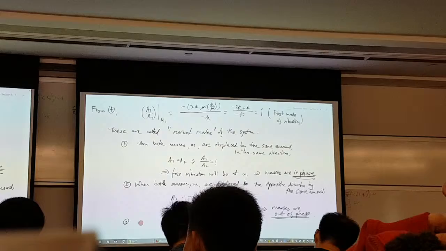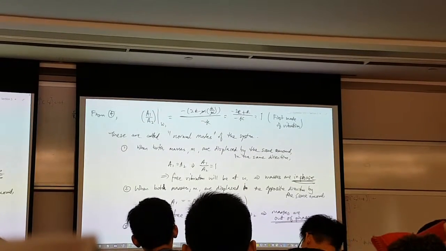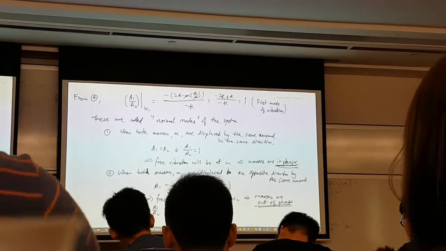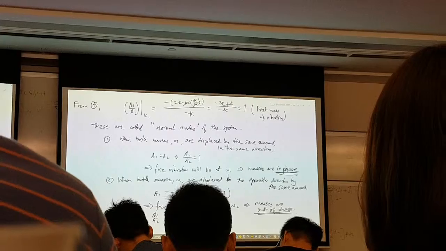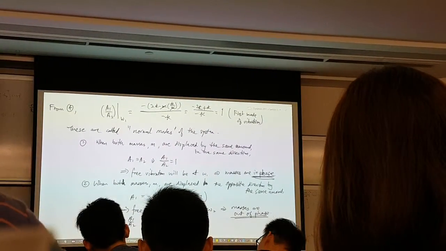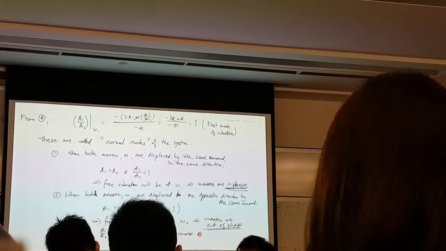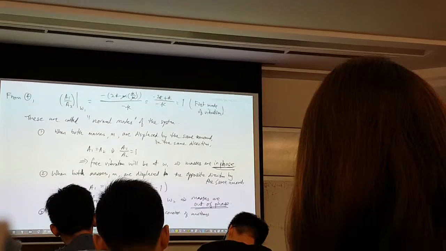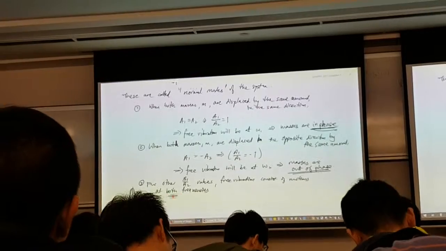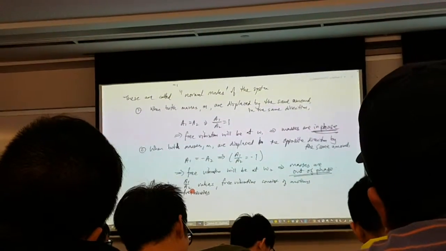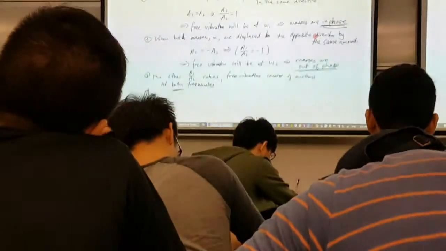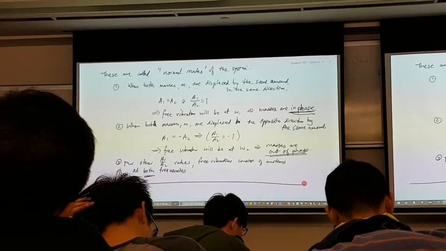that is for part 3. For other E1 over E2 values, they are not -1 or 1. This free vibration consists of motions at both frequencies, or a combination of those frequencies. So that's that.